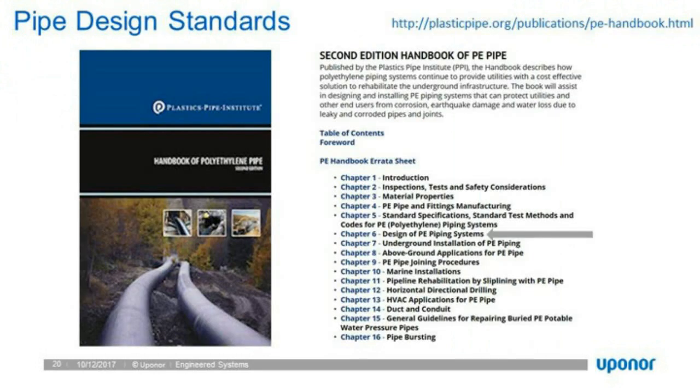And for complete design information, the Handbook of Polyethylene Pipe, specifically Chapter 6, should be consulted. It can be found at the Plastic Pipe Institute website, and you can also see a number of other sections of the PE Pipe Handbook, whether it be standard specifications and test methods, underground installation methods. All that you need is right there.